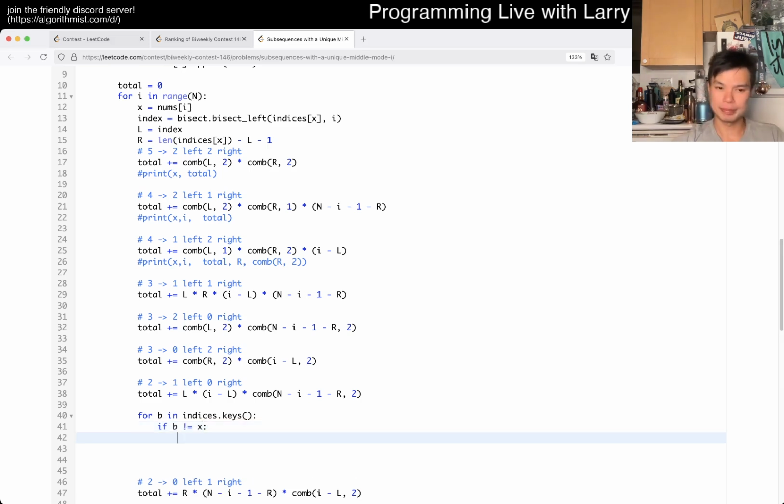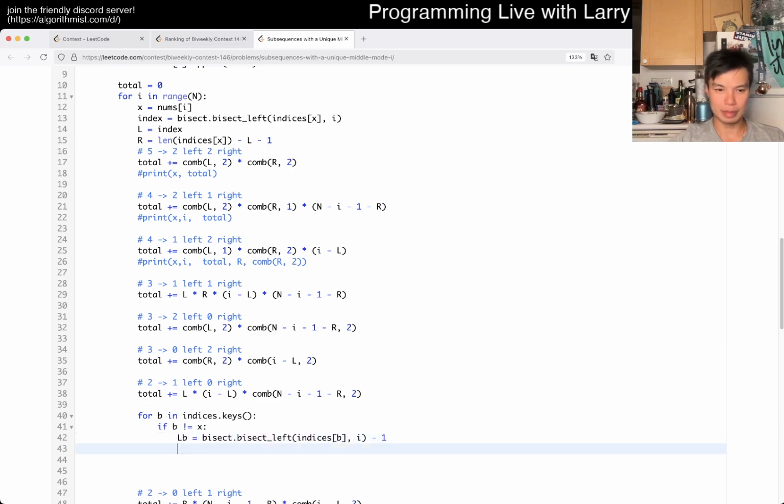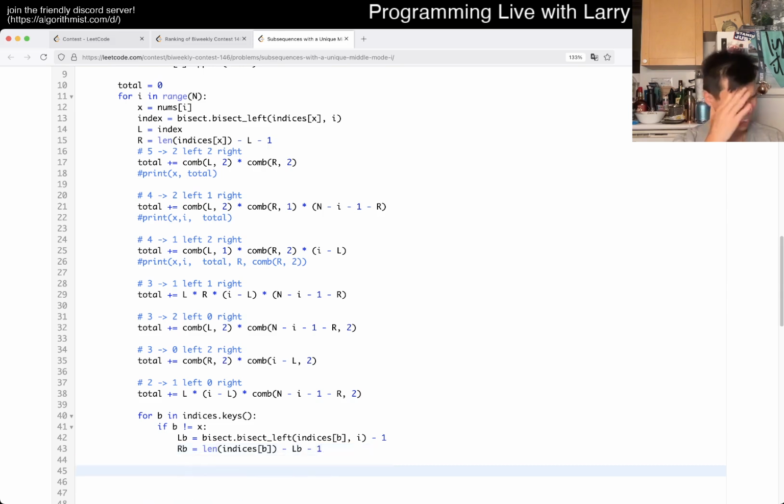Okay, so now we want the case where this is going to be the number that is on the left side of something like that, right? So that's the number of things on the left and the number of things on the right. So we have to subtract out.